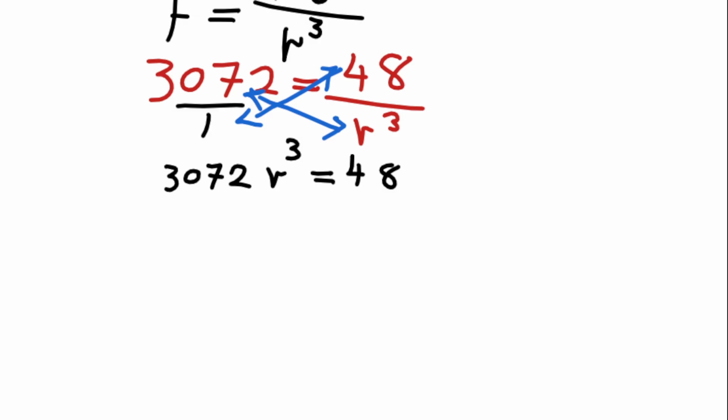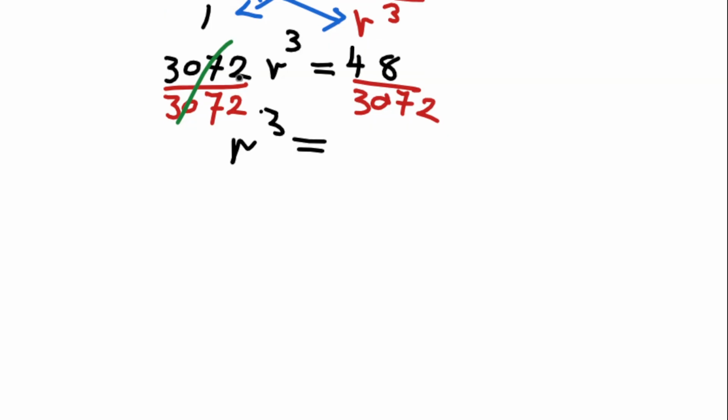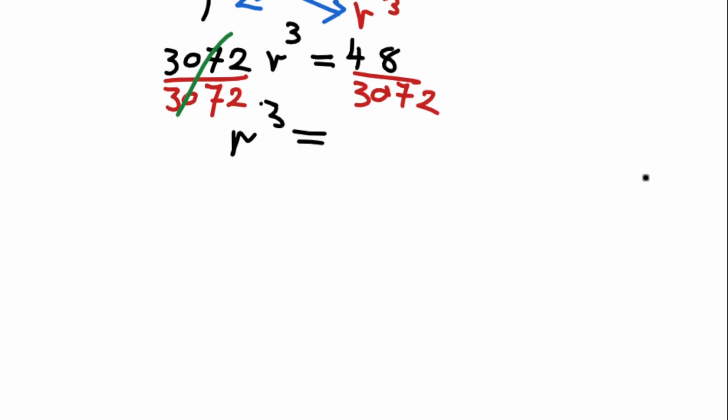What do I do next? I'll divide by 3072, divide by 3072. This side cancels. So you will end up with r cube equals, so what's 48 divided by 3072? If you plug this in your calculator, it gives you 1 over 64.